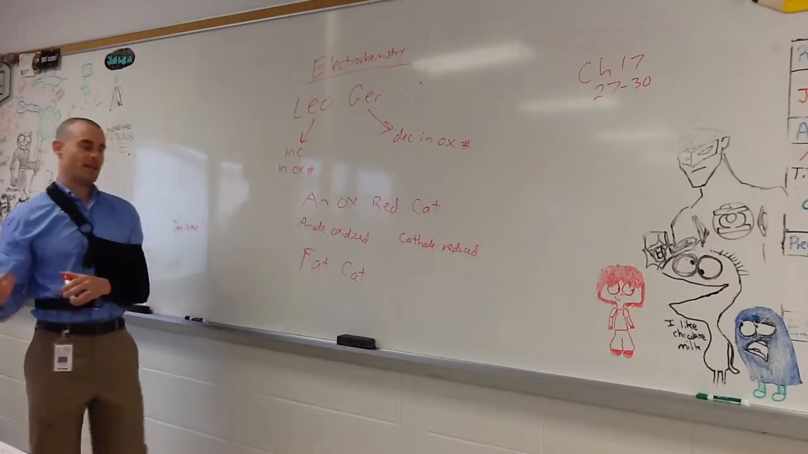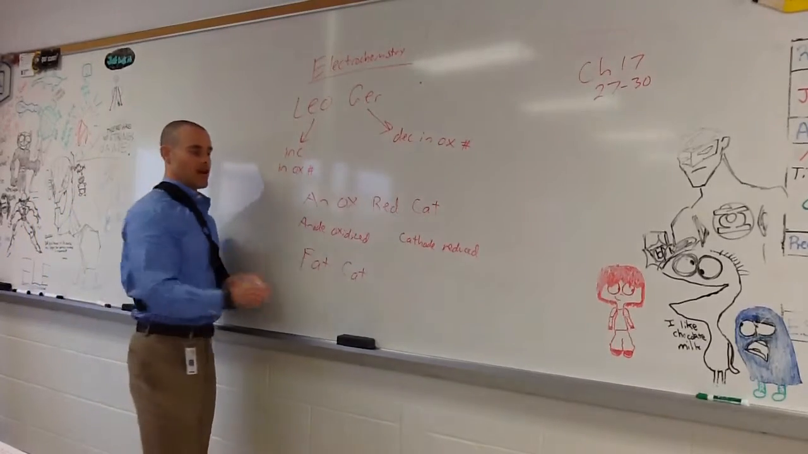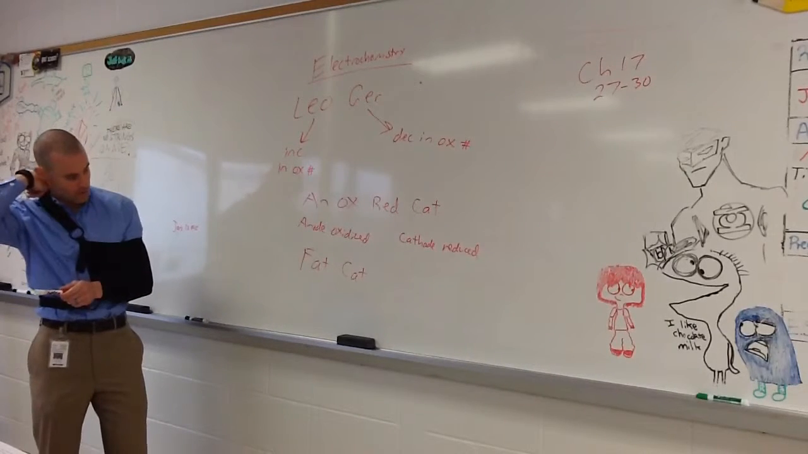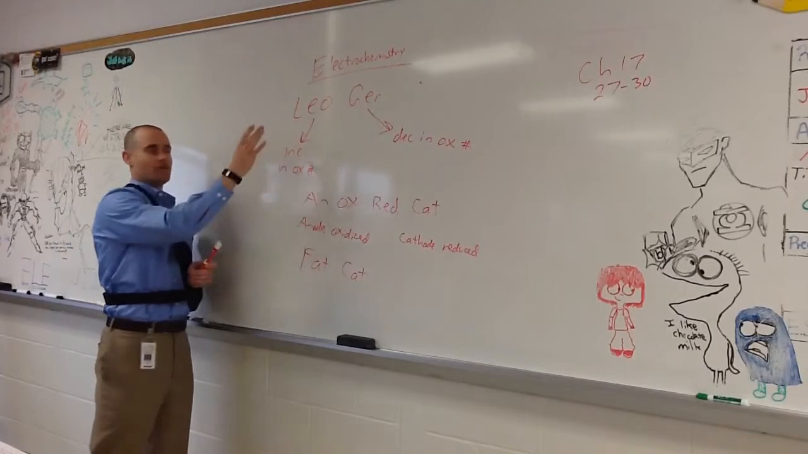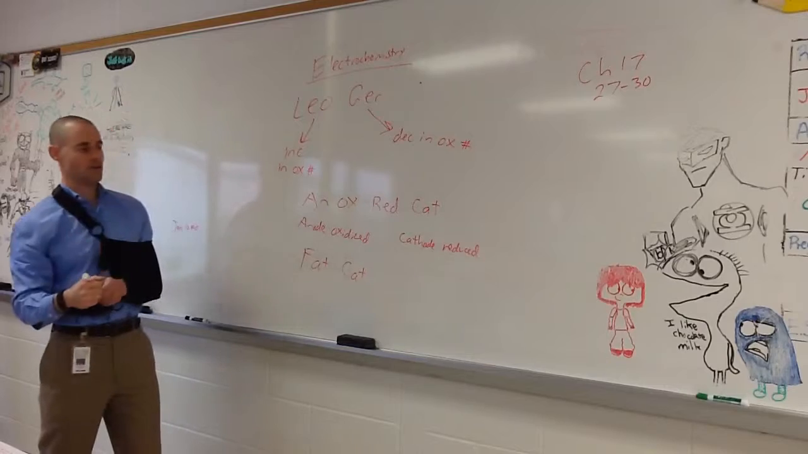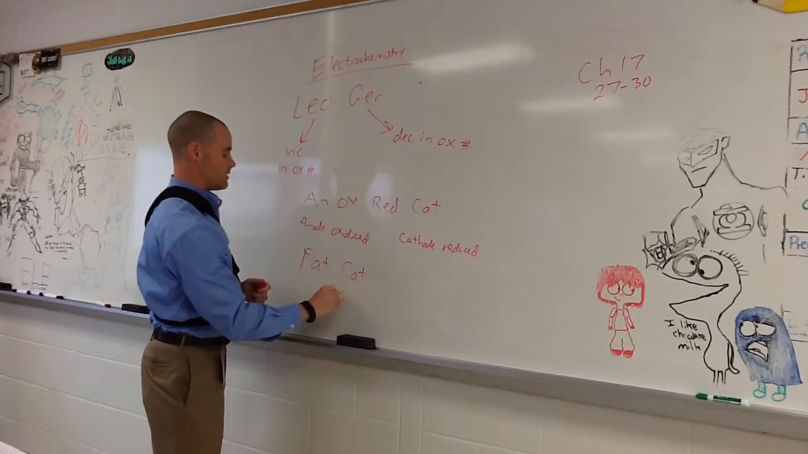Fat cat. What does that mean? As a voltaic cell or battery is running, as it's being used, your cathode gains mass. Your anode gets skinny, and your cathode gets fat. Because the anode loses mass because it's getting rid of all of its electrons, it's getting smaller and smaller. The cathode is gaining, eating up all those electrons. So I always say fat cat. So the cathode gains mass.